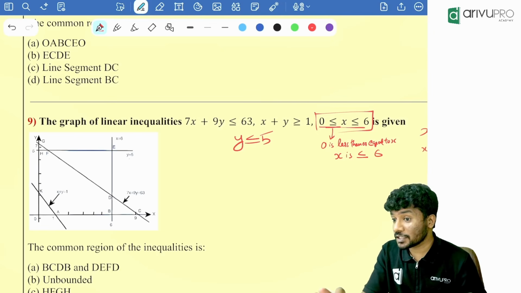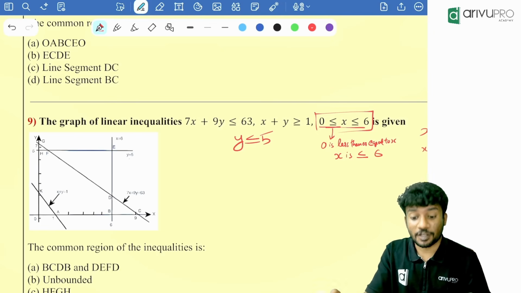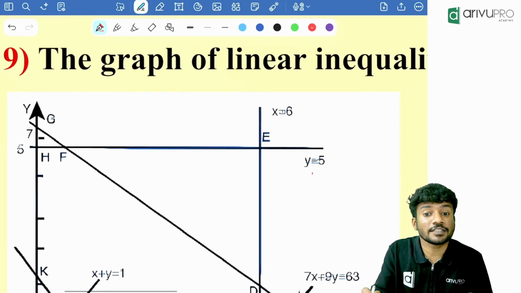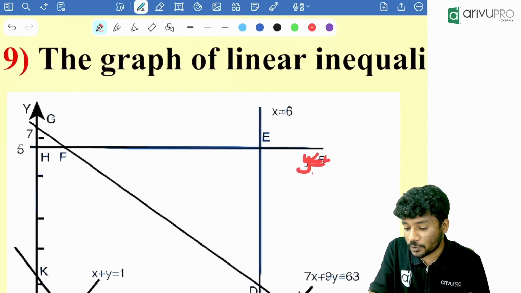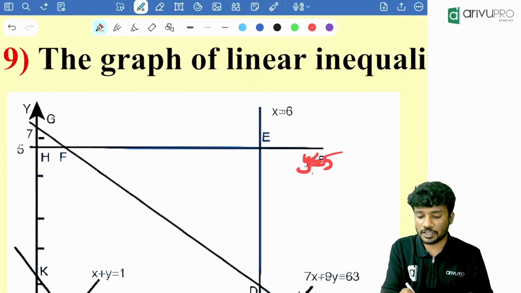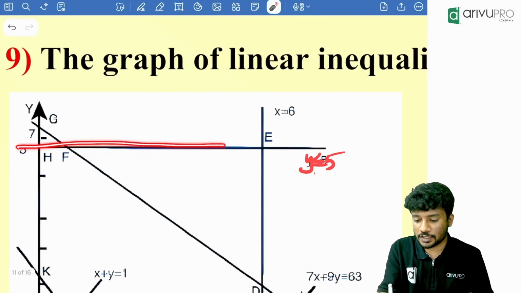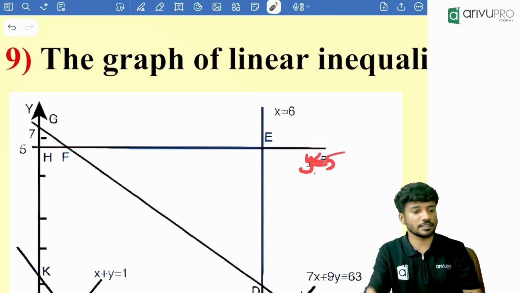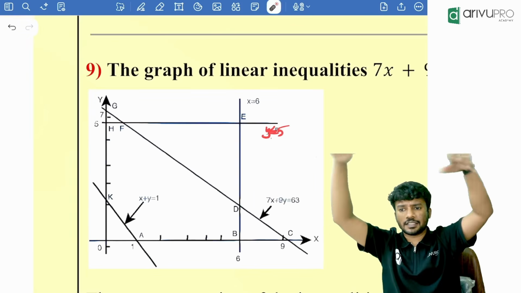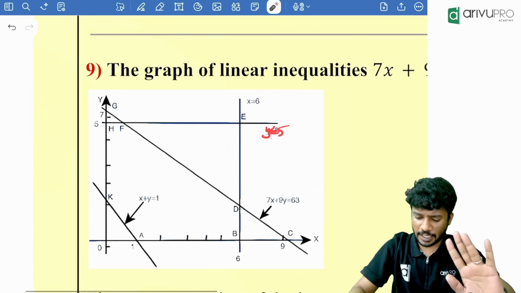Even though it is missing in the question, we can't say that the question is wrong because they have shown the graph of y is equal to 5. So you should assume it as y is less than or equal to 5. That is which graph? This graph passing through 0, 5, parallel to the x-axis. So everything is given. We need to find the common area.